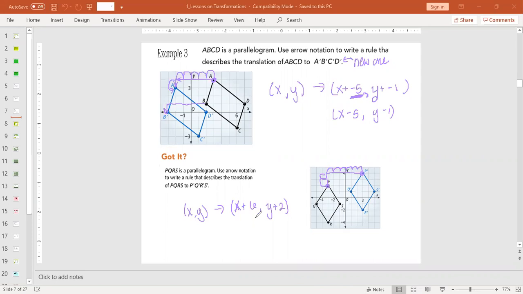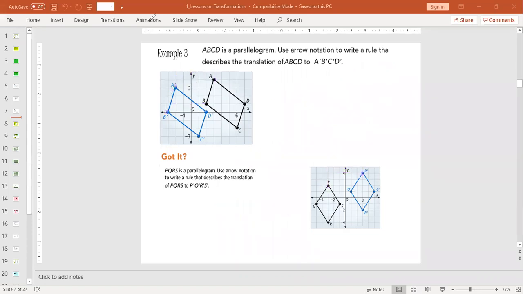So remember, a translation is a slide. A translation shifts and slides our figure all over the graph, but it doesn't turn it or flip it, okay? The flipping comes when we get to our reflections. So let's look at our reflections together.